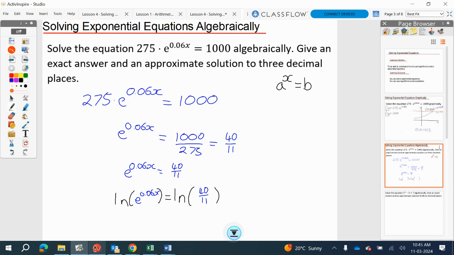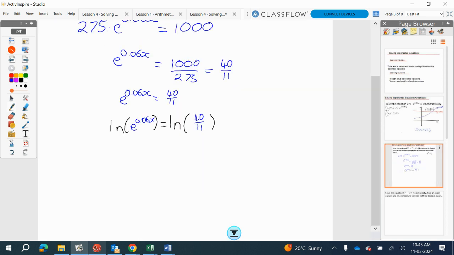What we need to use first is the power property of logarithms. So if we apply the power property of logarithms on the left-hand side, how will this simplify? So then it becomes 0.06x times natural log of e. And natural log of e, let's just leave it in that for now. How can we simplify the right-hand side using the quotient property of logarithms? The natural log of 40 minus the natural log of 11. Ln 40 minus ln 11.